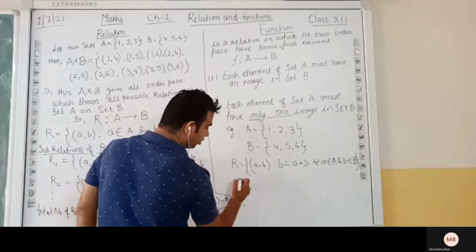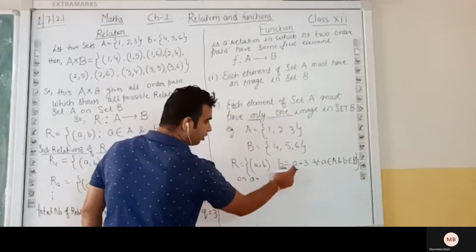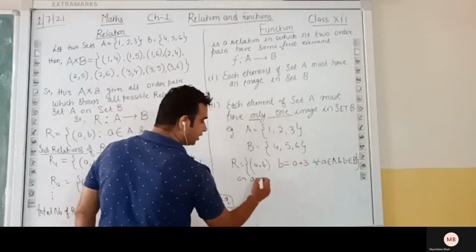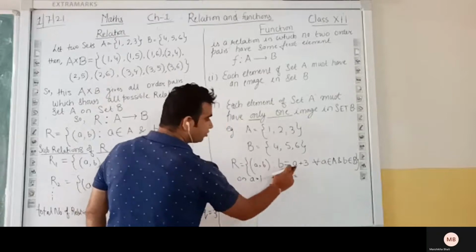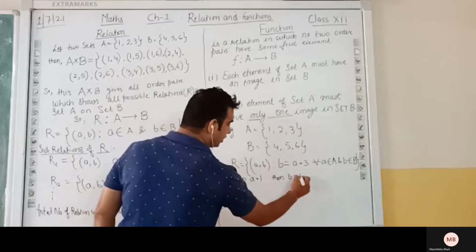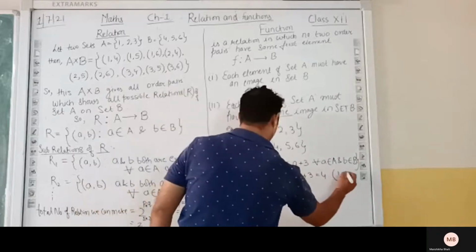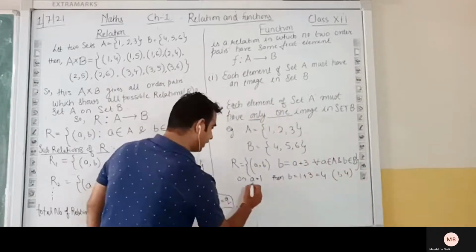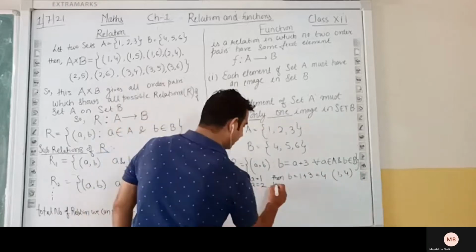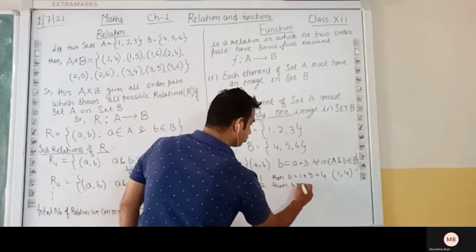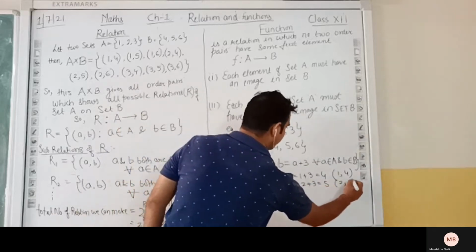Like here we can get the order pairs. If a is equal to 1, where a belongs to set A, then b is equal to what? b is equal to a plus 3. That means 1 plus 3, which is equal to 4. So we get an order pair here: 1 comma 4. Similarly, like this, we can get it at a equal to 2. If I put here a equals to 2, then b is equal to 2 plus 3. So we get here 5. That means 2 comma 5.